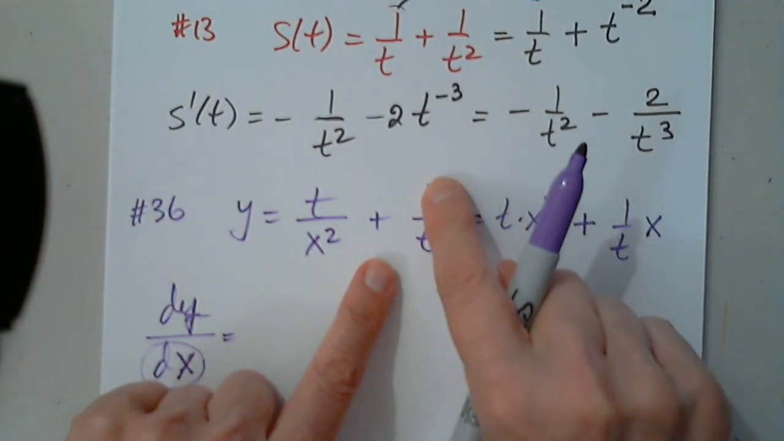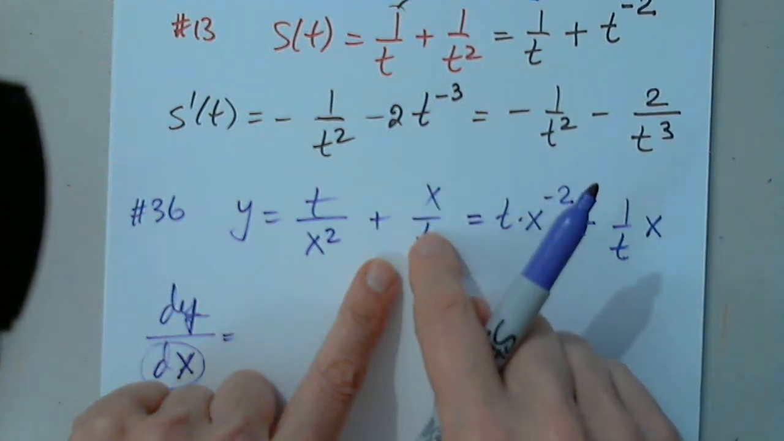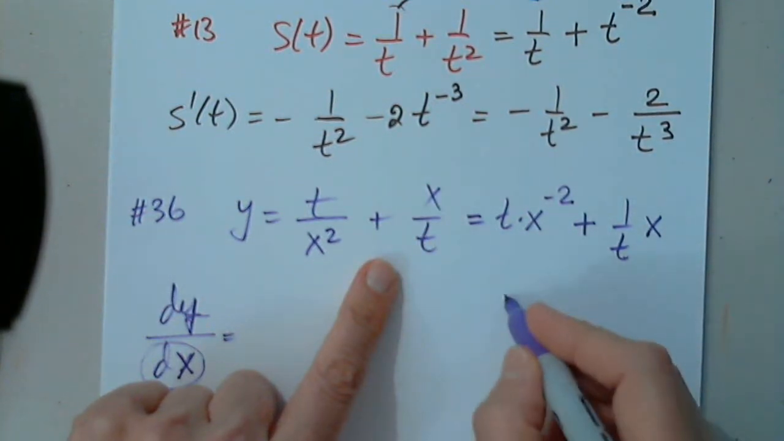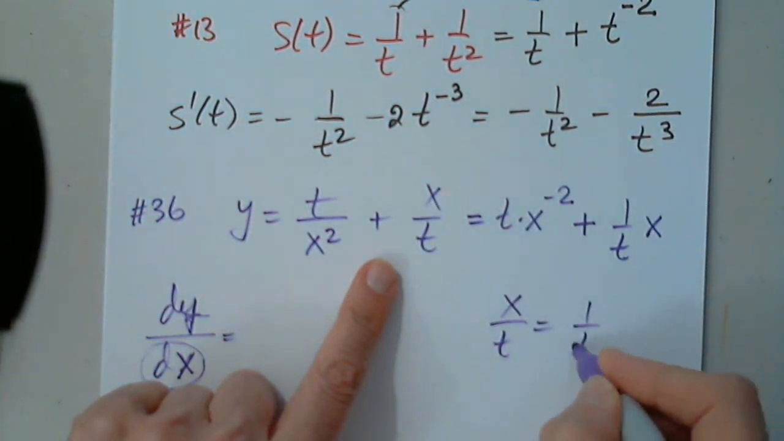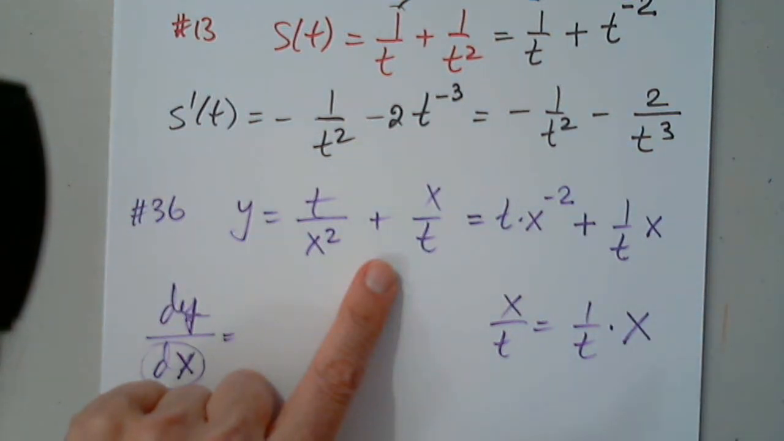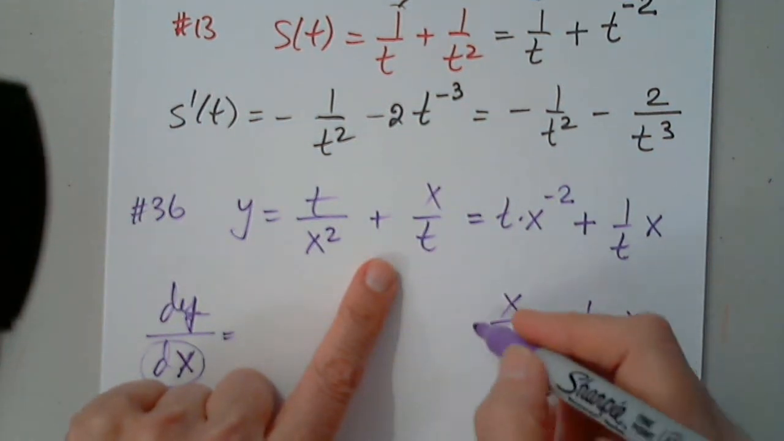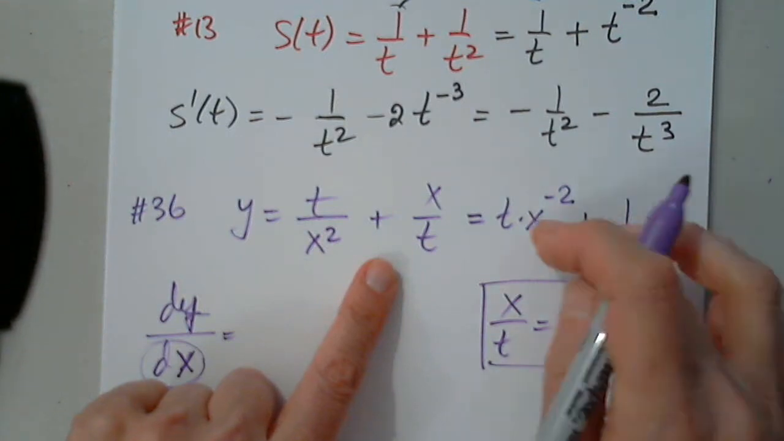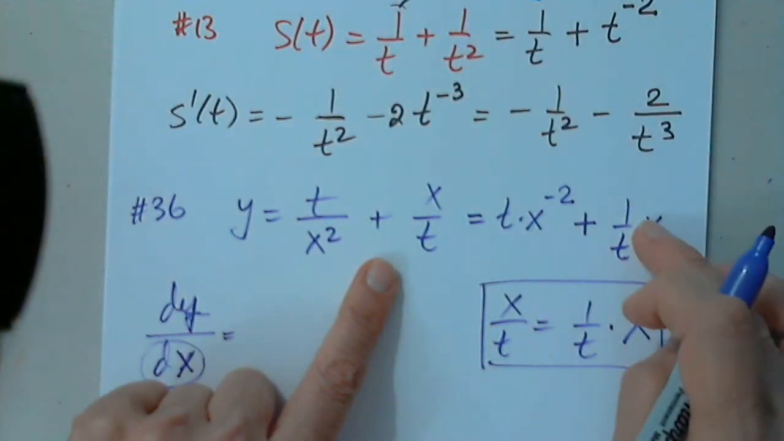Here, I'm differentiating with respect to x. So 1 over t is a constant in front of x. x over t is the same as 1 over t times x. So always try to emphasize and make your life easier from the beginning.